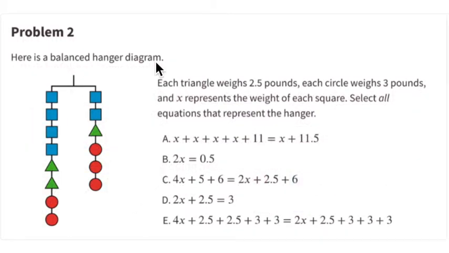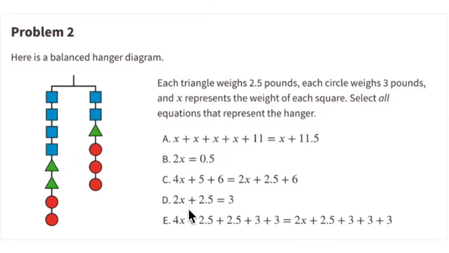This is problem number 2. It is a balanced hanger diagram. So each side has an equal weight. The triangles have a weight of 2.5 pounds each. The circles each weigh 3 pounds. And the blue squares have an unknown weight at this time, so they're going to be labeled with an x. And you're supposed to identify all of the equations that represent this hanger diagram.